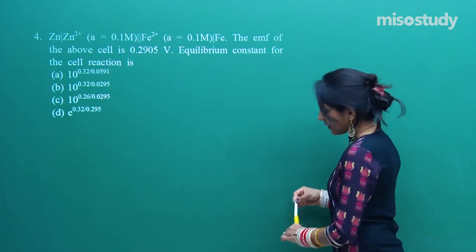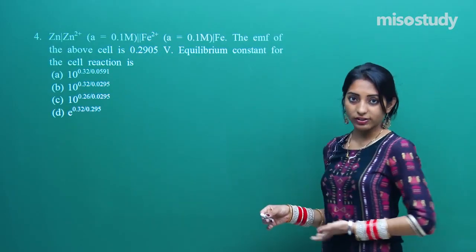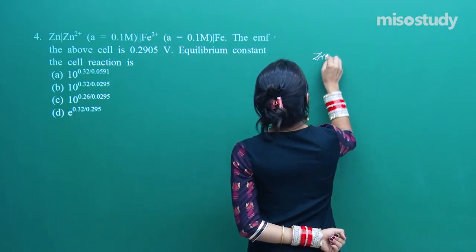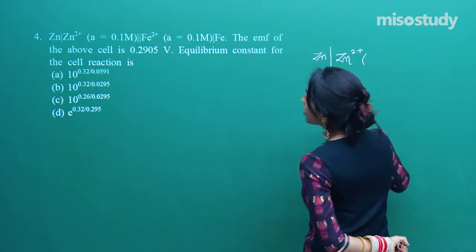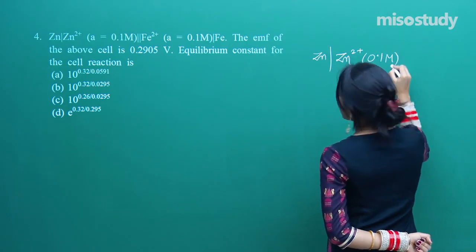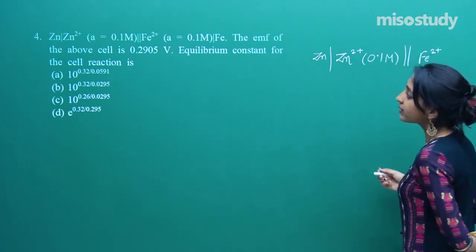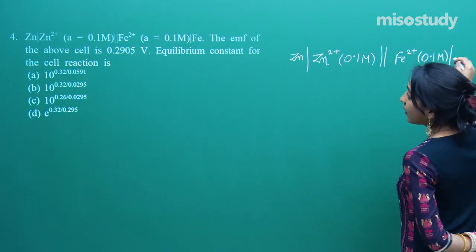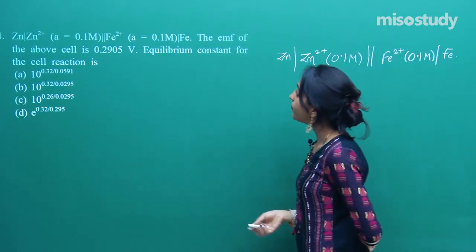Now the question says zinc to form Zn2+. Okay, so there is a cell which is written. Let me just write it. So I say that zinc is getting converted into Zn2+ with the concentration or activity given to be 0.1 molar. And then there is a salt bridge. Then you have Fe2+ activity is given to be 0.1 molar again. And then we have iron. This is the cell reaction given.